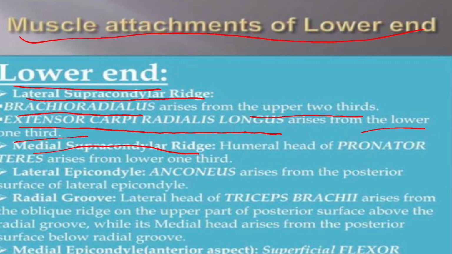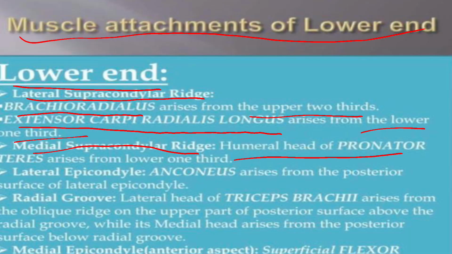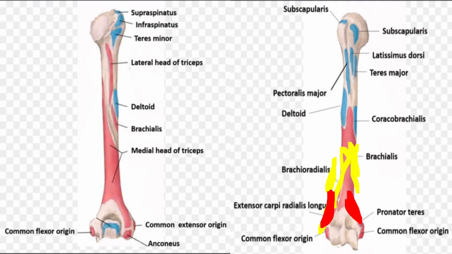Medial supracondylar ridge provides origin to humeral head of pronator teres on lower one-third. See in this diagram, pronator teres, lower one-third on medial supracondylar ridge. Lateral epicondyle: anconeus arises from the posterior surface of lateral epicondyle. So here you can see in this diagram, posterior aspect of lateral epicondyle.